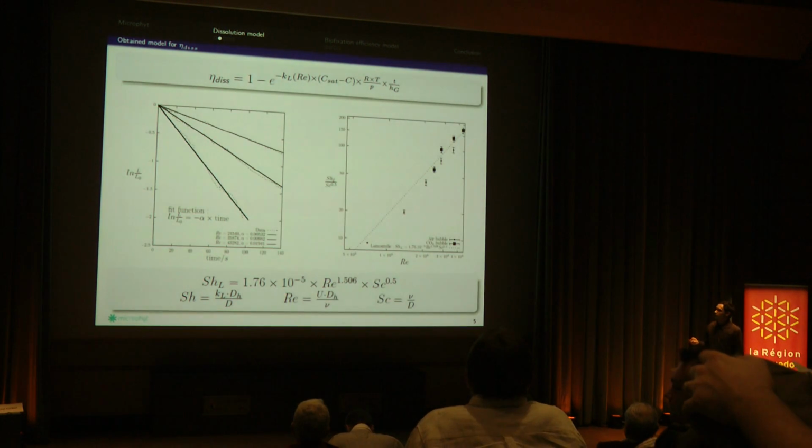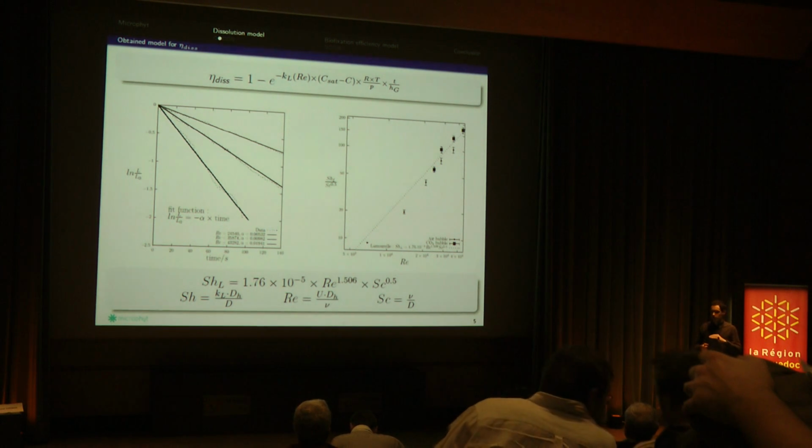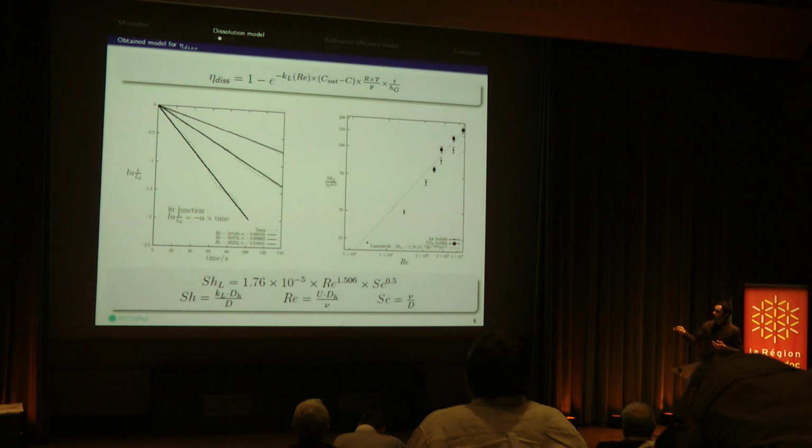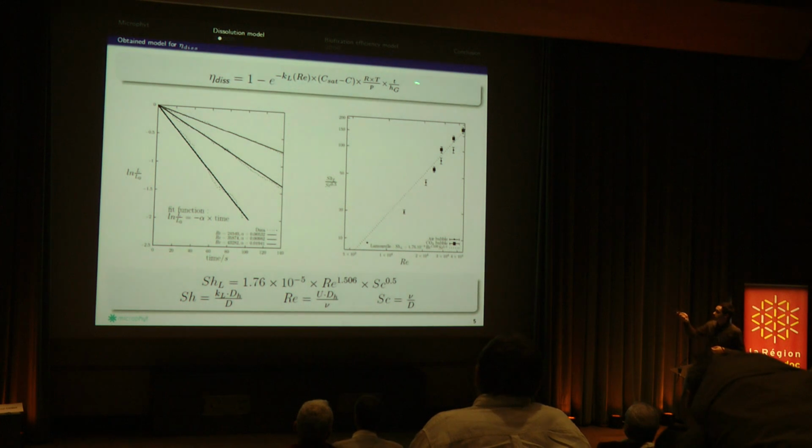So we obtained a formula here for the dissolution efficiency of the bubble, mainly based on 2 hypotheses, considering that we have a flat exchange interface and a constant bubble height. And those 2 hypotheses have been checked and validated with this graph here, plotting the log of the bubble length over the initial length as a function of the contact time. So, yeah, the contact time is a very important parameter for the dissolution.